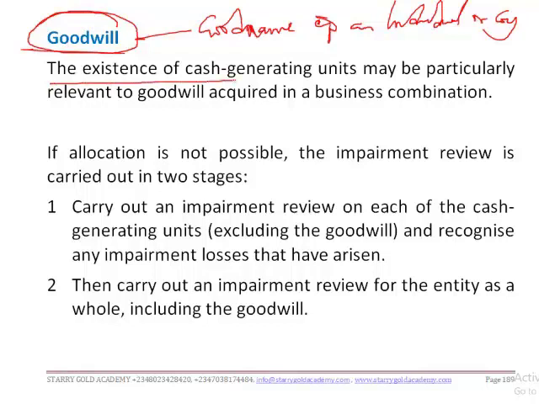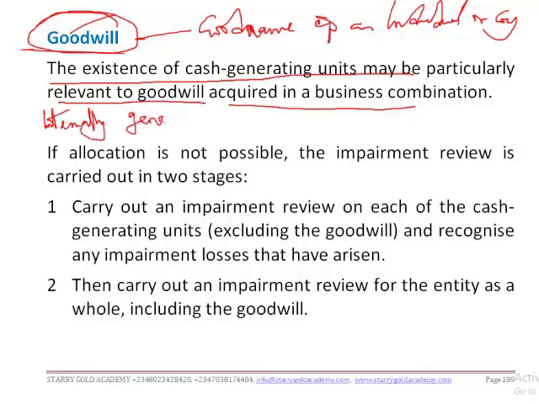So now the existence of cash generating units may be particularly relevant to goodwill acquired in a business combination. As discussed in our previous class, you only recognize goodwill, which is an intangible asset, when it is internally generated. Okay, so in this case, we are saying that if this goodwill arises as a result of acquisition through business combination, then the goodwill should be relevant.